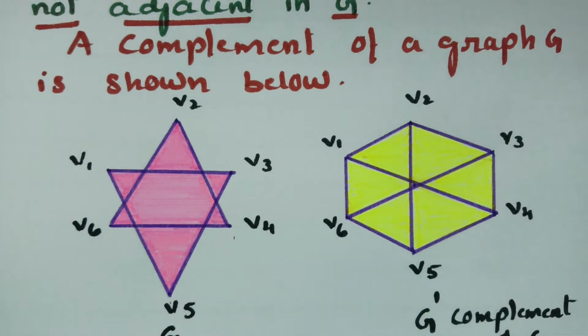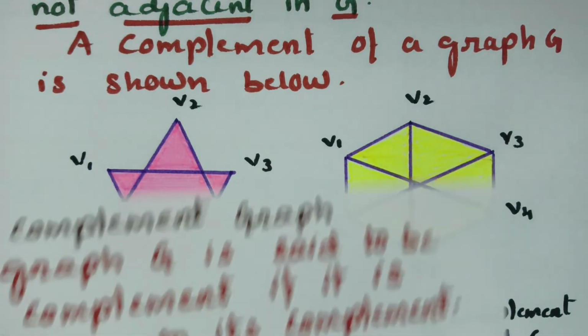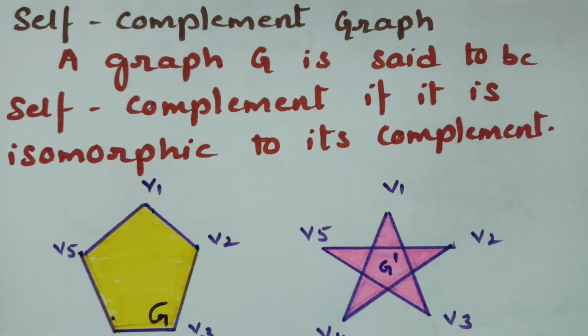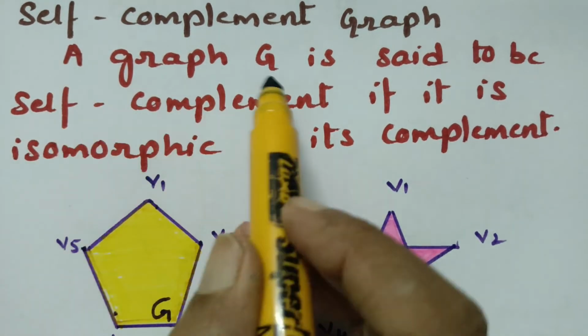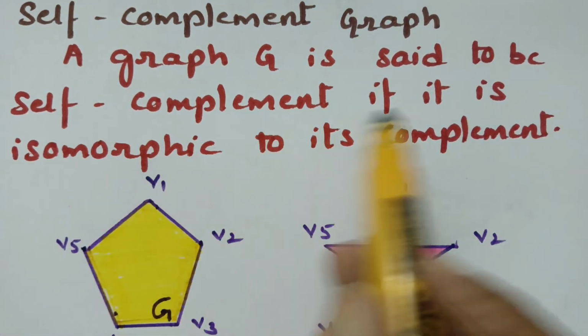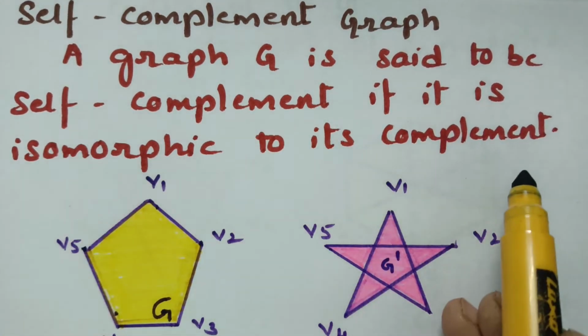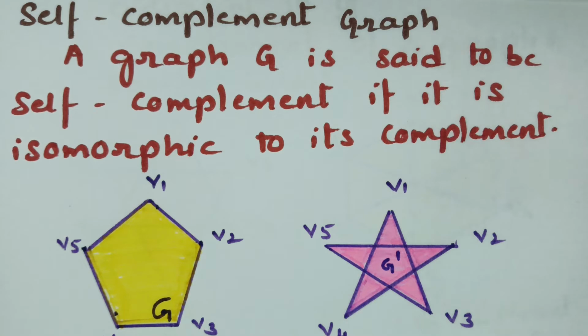And now talking about the self complement of a graph. So now talking about the self complement. So this is also the same as the complement. A graph G is said to be self complement if it is isomorphic to its complement. So it is maintaining the isomorphism.